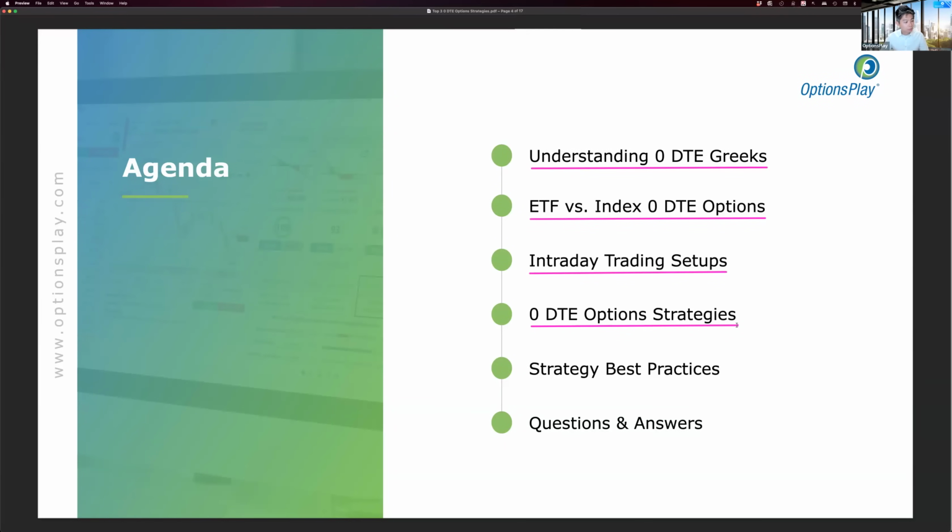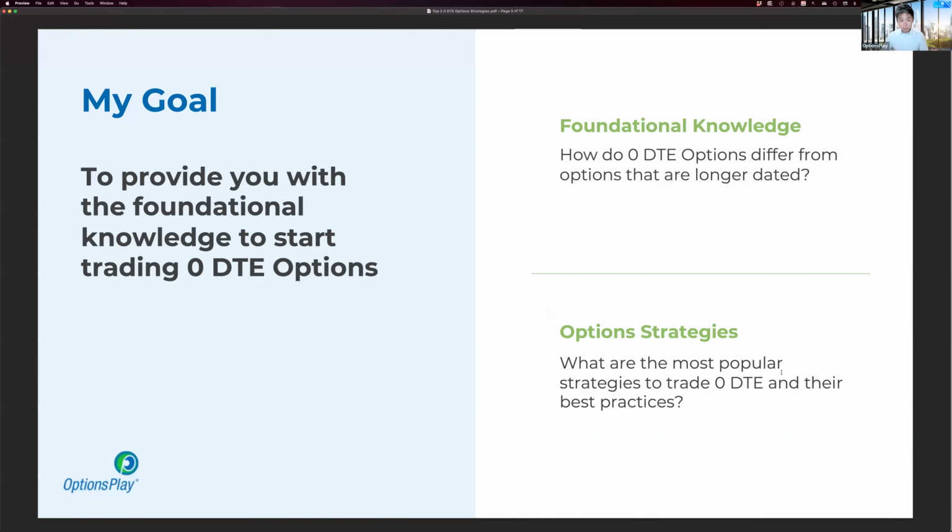I wouldn't necessarily say from beginner to advanced, but from what you will trade most commonly to what are more advanced strategies, giving you a pretty wide spectrum of the different types of strategies that you might deploy trading 0 days to expiration. We'll talk about the strategy best practices for each one for entry and exit before we open this up for Q&A. And for each one of these, I will go through an example to help you better understand it.